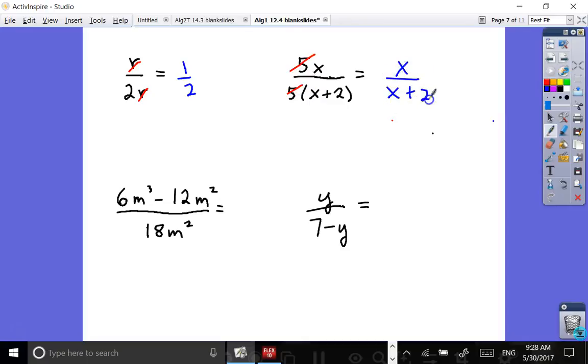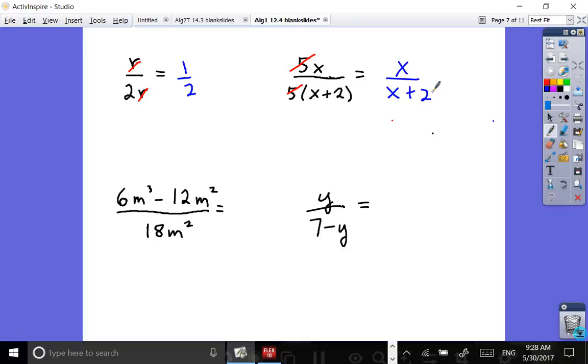Now, can I cancel the x? No, you cannot cancel the x. The x is not a factor of the denominator. It's just one term, right? It doesn't multiply times everything else in the denominator. So you cannot do this kind of thing. That's simplified.